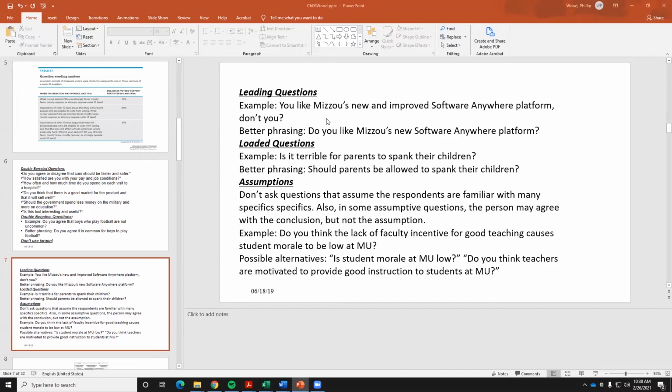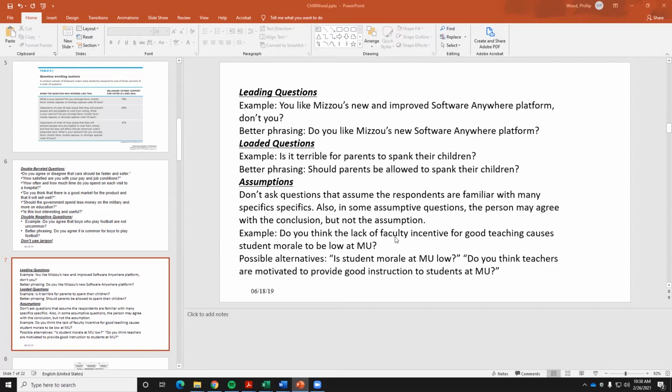Don't assume that your person is going to swallow all of the particular parts of the question that you have. How is the person supposed to answer if they agree with maybe the conclusion, but they don't think that the reason is the reason that you indicate?